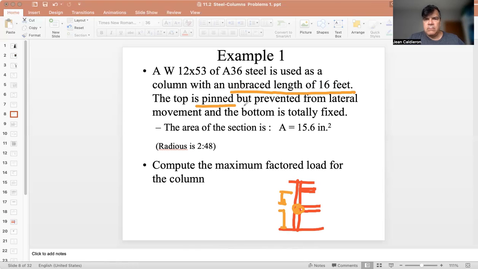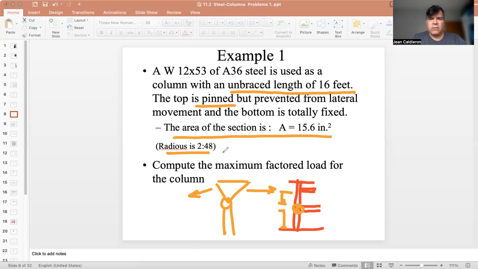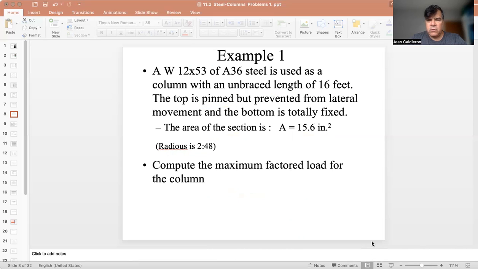The top is pinned but prevented from lateral movement. What does that mean? The same that we looked at before, different words, but pinned means this element here. I mean, a pin allows you to rotate, but it's prevented from lateral movement. It means it cannot translate. That is the type of column. We have an area of the column, we have the radius of the column, and that is all. Well, we need to calculate the maximum load that this column can support. And to do that, we need to use the formula of Euler, and you will receive the formula of Euler in your test.